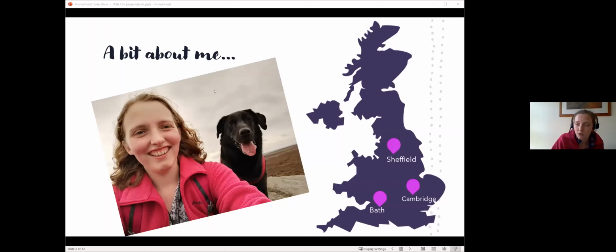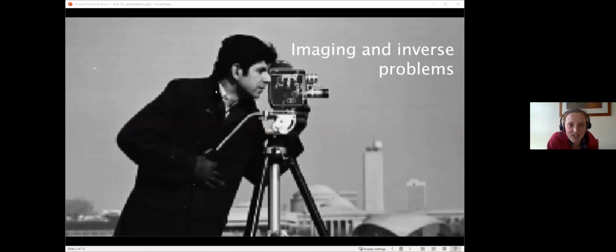So what's my PhD in? My PhD is in an area of maths called inverse problems. And I focus on inverse problems in imaging. The imaging bit doesn't mean, unfortunately, that I'm any good at taking photos. In fact, I really can't take a selfie. I'm rubbish at it. But instead, my research looks at areas of imaging like medical imaging.